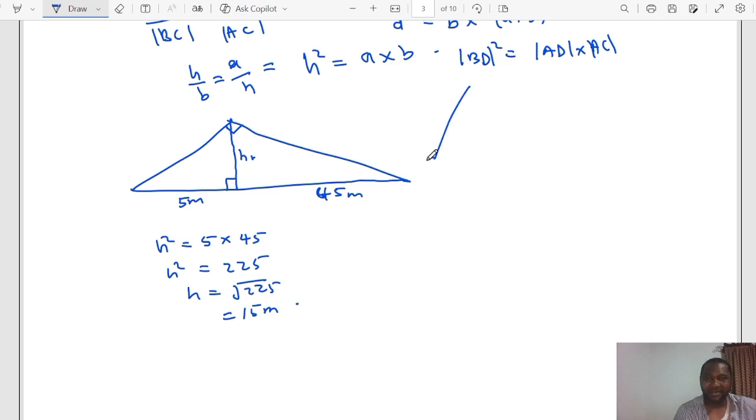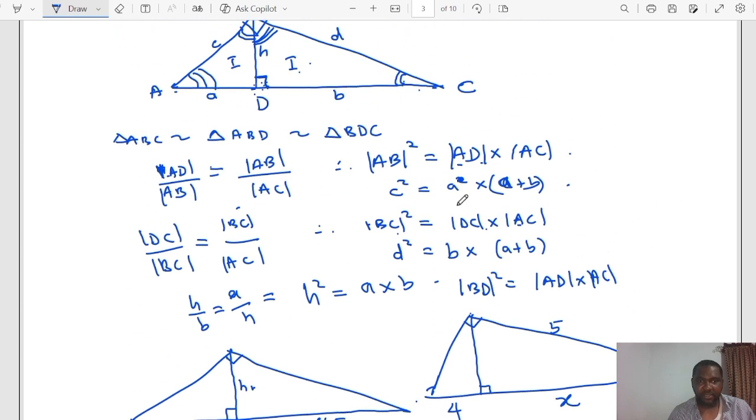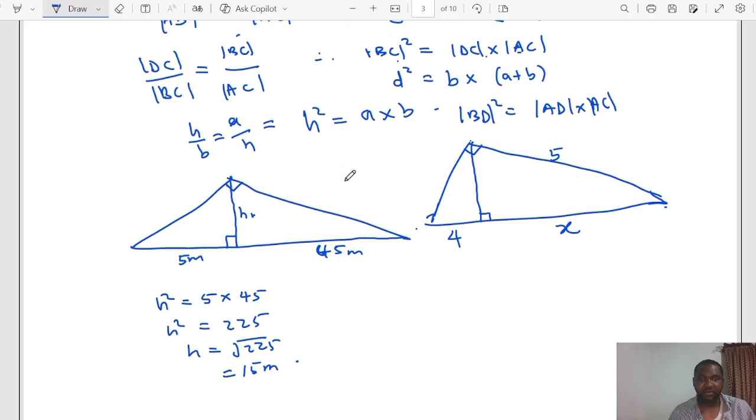Okay, look at another one. Let's say I have this. Don't forget the condition. The condition is if you have here a right angle, then a straight line again forming another right angle here. That's the condition. But in this case now, let's say here is 5, and here is x, and here is 4, right? Now D squared, B times A. Very good. And now we are asked to find x in this case.